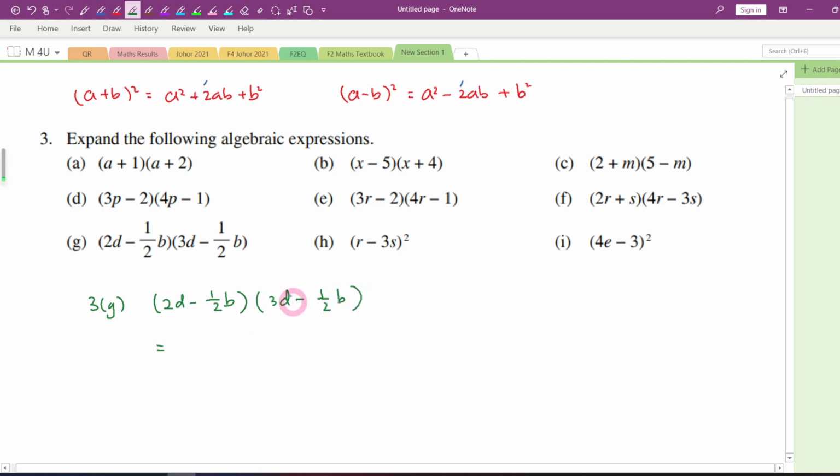Okay, so forget about the minus 1 over 2b first. Now we only focus on 2d. Okay, focus on this one. 2 times 3, you will get 6. If the number is not that big, you actually can calculate mentally. If the number is a little bit big or sometimes involves a fraction, you worry that you will make a mistake, you can actually use a calculator. So 2 times 3, you will get 6, right? So d times d, you will get d squared.